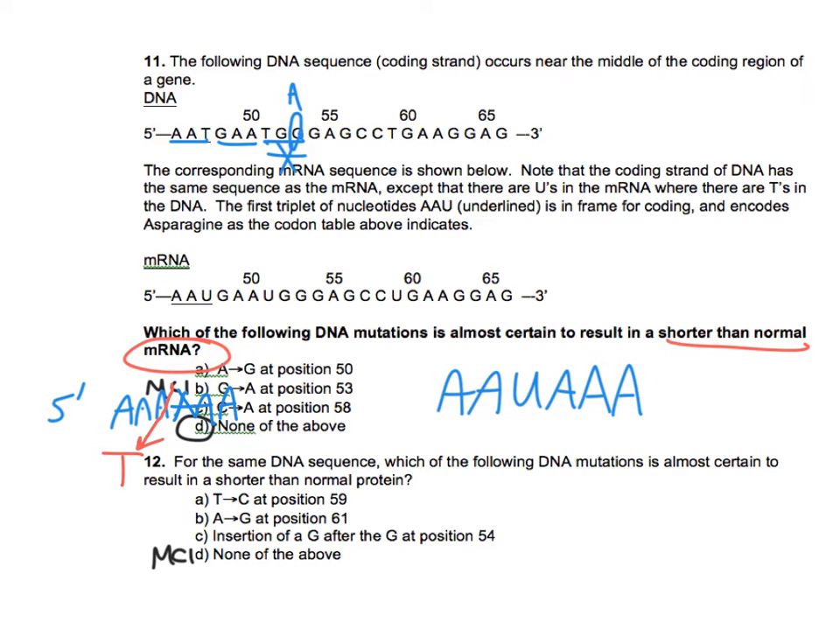Question 12 then. Now we're talking about what you were expecting. What mutation is going to cause a premature termination codon, a premature stop codon? So a lot of you said none of the above. Not A, not B, not C.